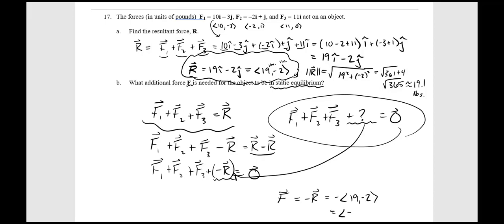The negative looks like it distributes. It just goes to each component separately. So that's our solution. That's the vector F that would put us in static equilibrium. That's the force that would balance out all the other forces. Right?